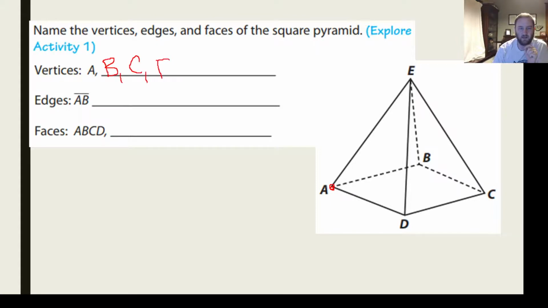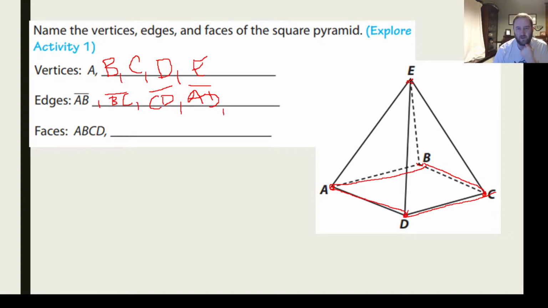C, D, and E. There's 5 of them, right? So A, B, C, D, and E. Our edges, we've got AB, BC, line segment BC would be 1. Then line segment CD would be 1. Line segment AD, oh, that's a bad A. Oh, that's a bad D.